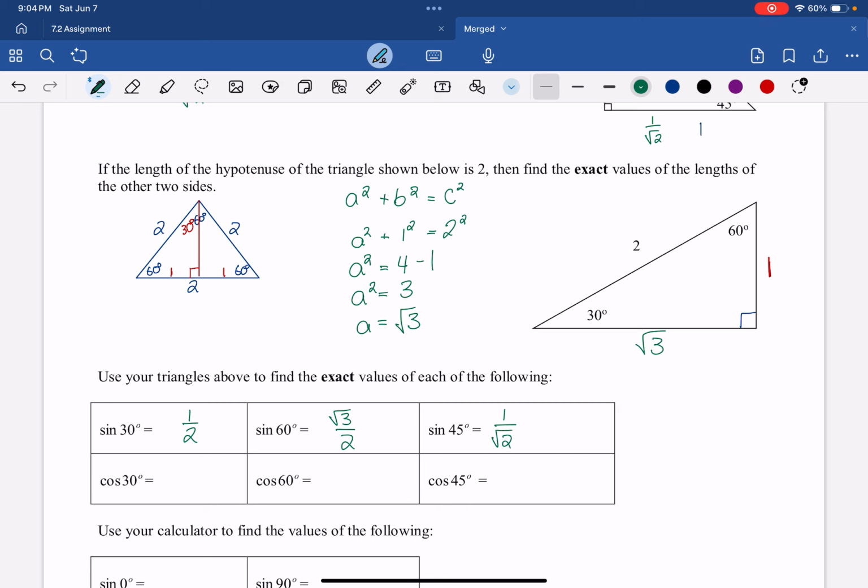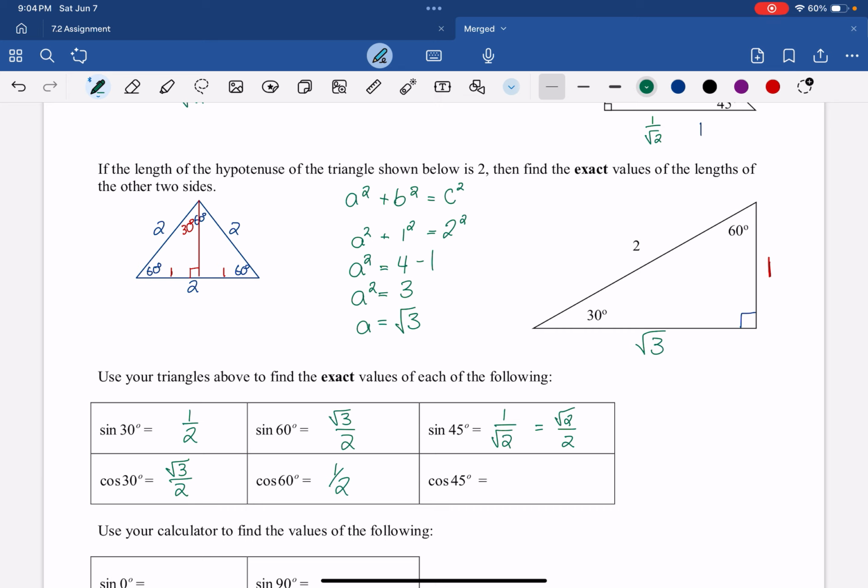Okay, and as you would have learned in radicals already, we could rationalize this denominator, and you may see it written as root 2 over 2. Okay, and then cos of 30 degrees. So cosine, I'm looking at 30 degrees. Cos is adjacent over hypotenuse, so that'll be root 3 over 2. Okay, cos of 60 degrees, be adjacent over hypotenuse, that's going to be 1 over 2.